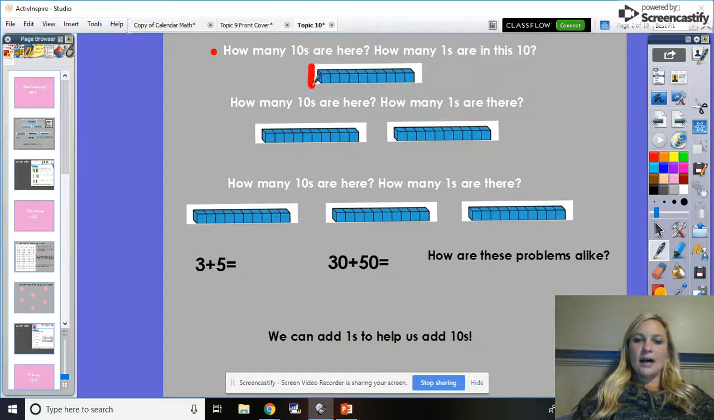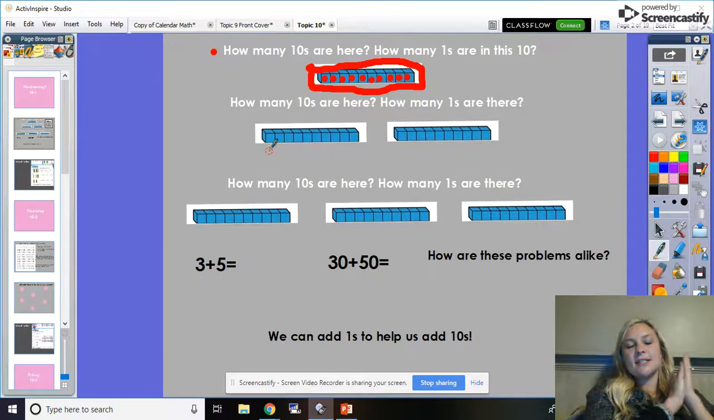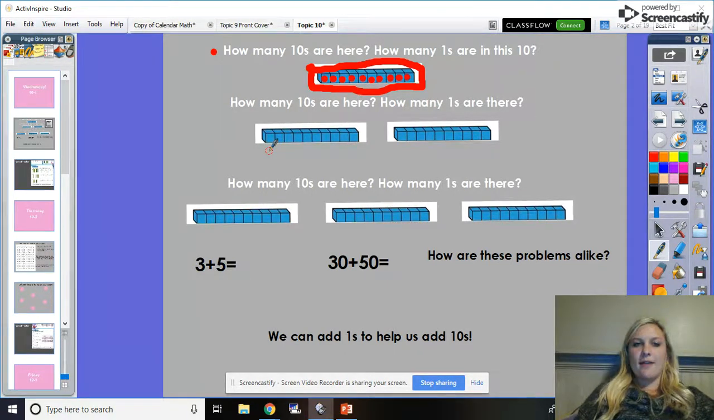So we know that a stick of cubes like this is a 10. Why is it a 10? Well, that's because it has 10 cubes in it. 1, 2, 3, 4, 5, 6, 7, 8, 9, 10. So once you get to 10, you just squish them all together and make a stack of 10 so that it's easier to add the numbers.